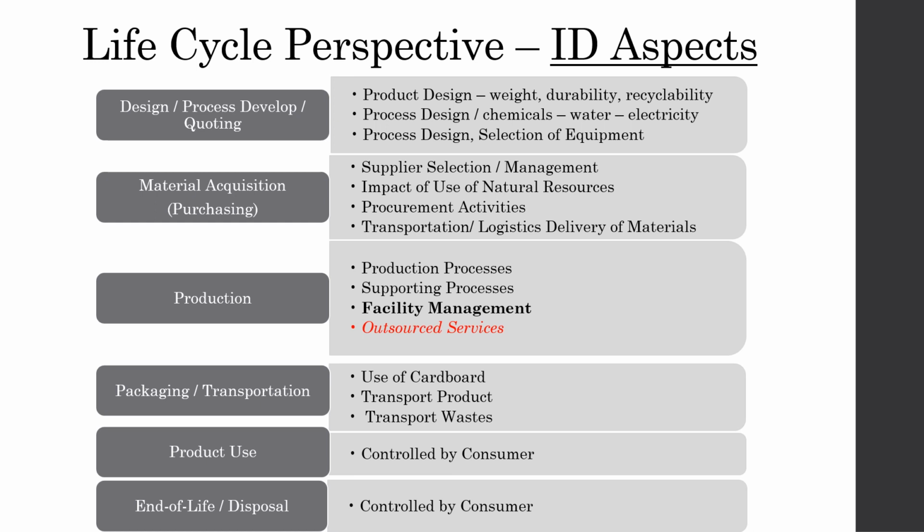So we look at design and process development. We look at our material acquisition, primarily through purchasing. We look at our activities in the production process, including facility management and outsourced services. We look at the packaging and transportation of our product, of our waste, etc. We look at the use of our product, and we look at the end of life or disposal of our product. And again, we only need to identify aspects that we are able to control or influence.